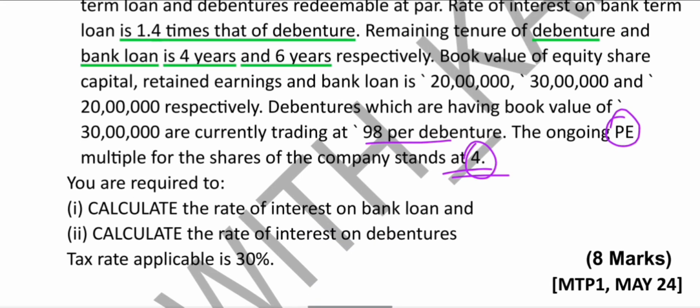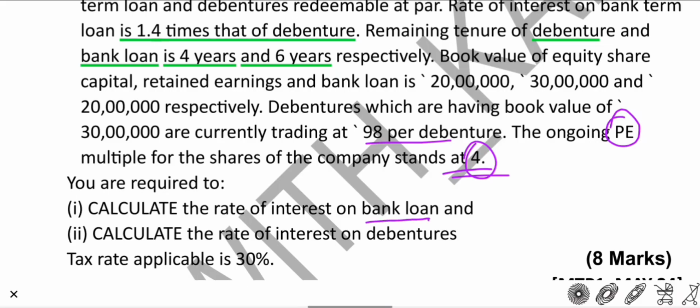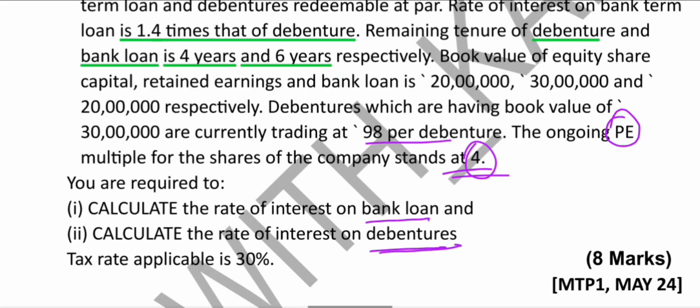Then we need to calculate the rate of interest on the bank loan and the rate of interest on debentures. The tax applicable is 30%. So let's solve.